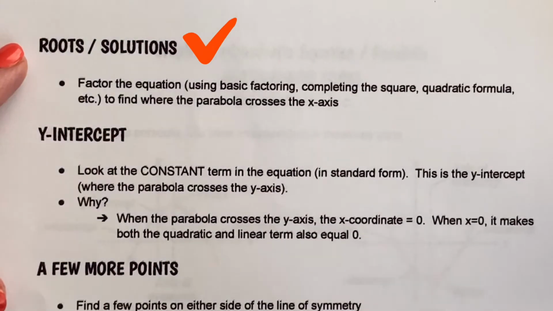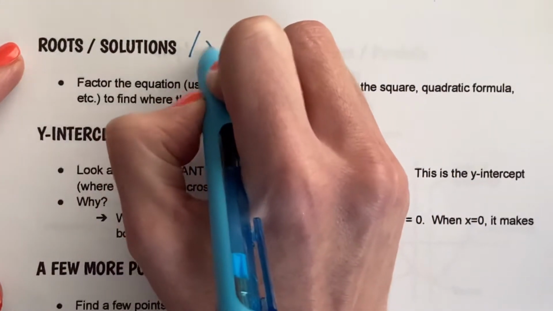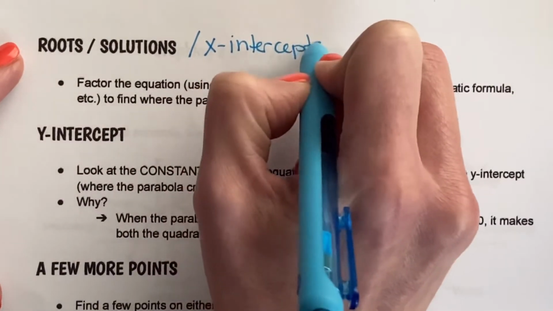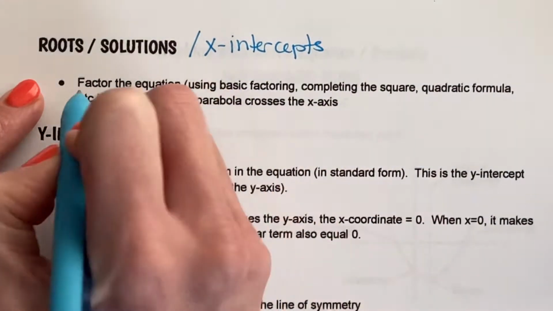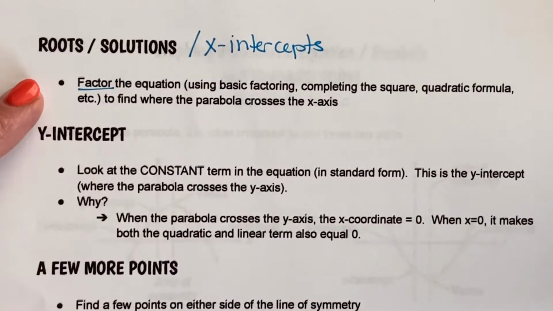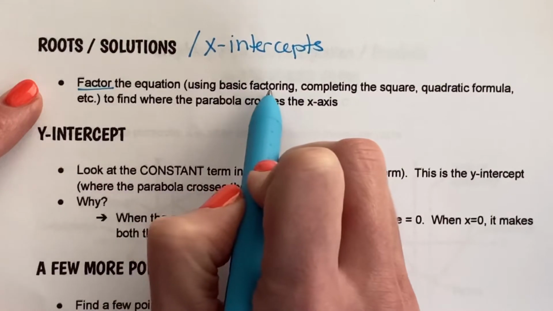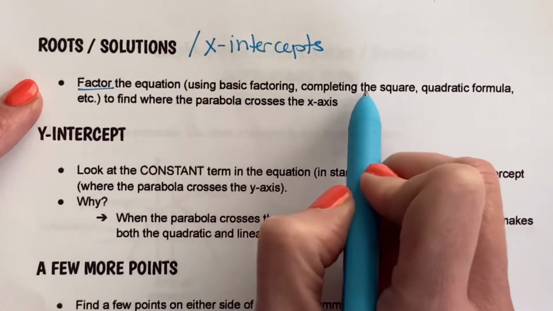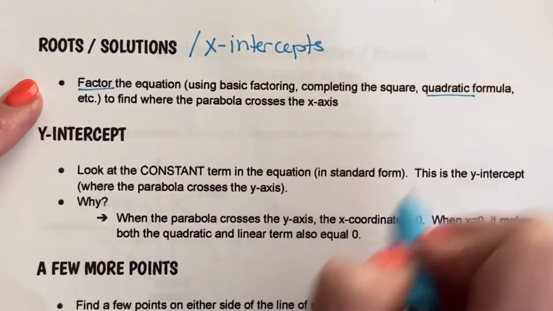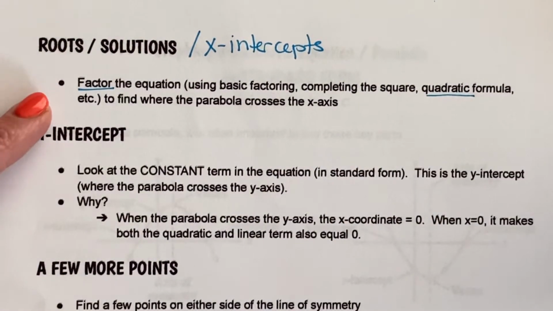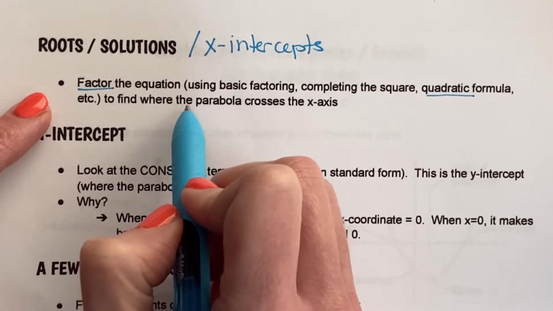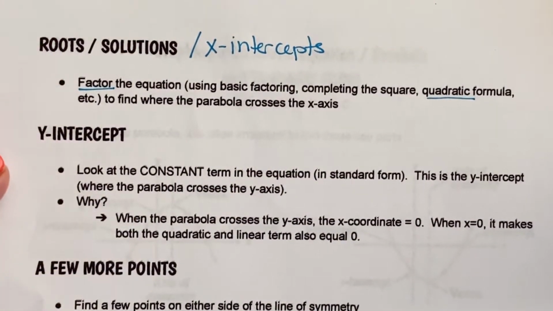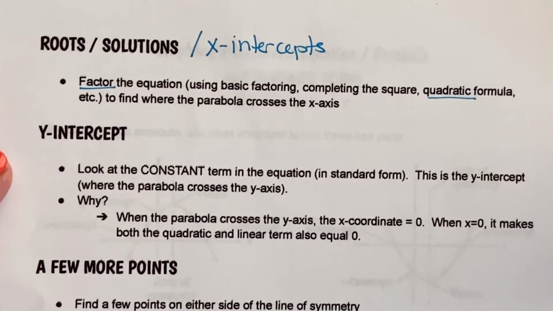Roots or solutions, which we can also call the x-intercepts: where do these cross the x-axis? How do we find these? You're going to factor your equation. It might be basic factoring, woohoo, or if it doesn't factor nicely, you might have to complete the square, or my fallback is the quadratic formula. You're going to use those to find your x values, where your parabola crosses the x-axis. We use our roots a lot when we're dealing with real-life situations.